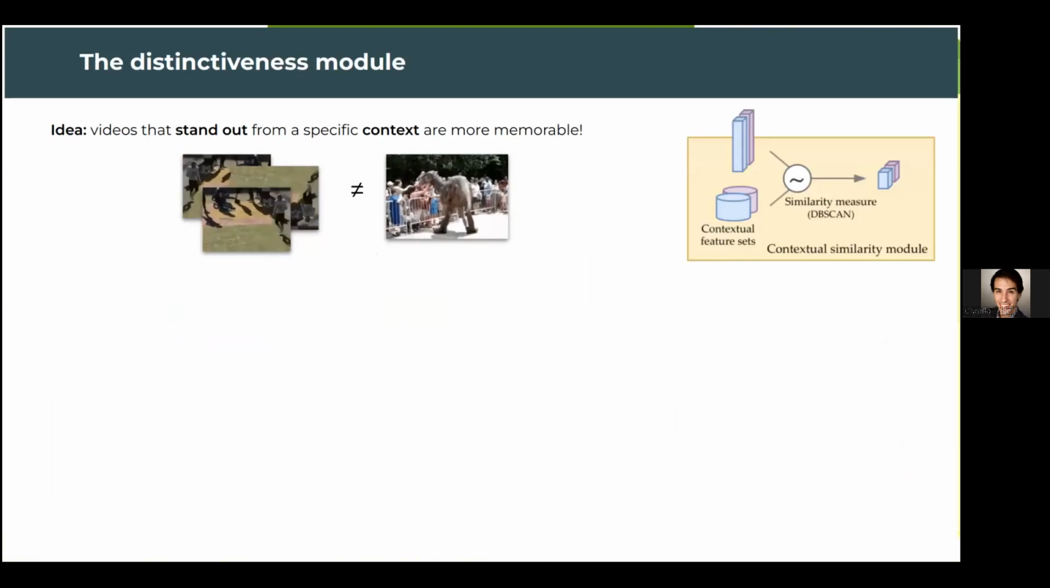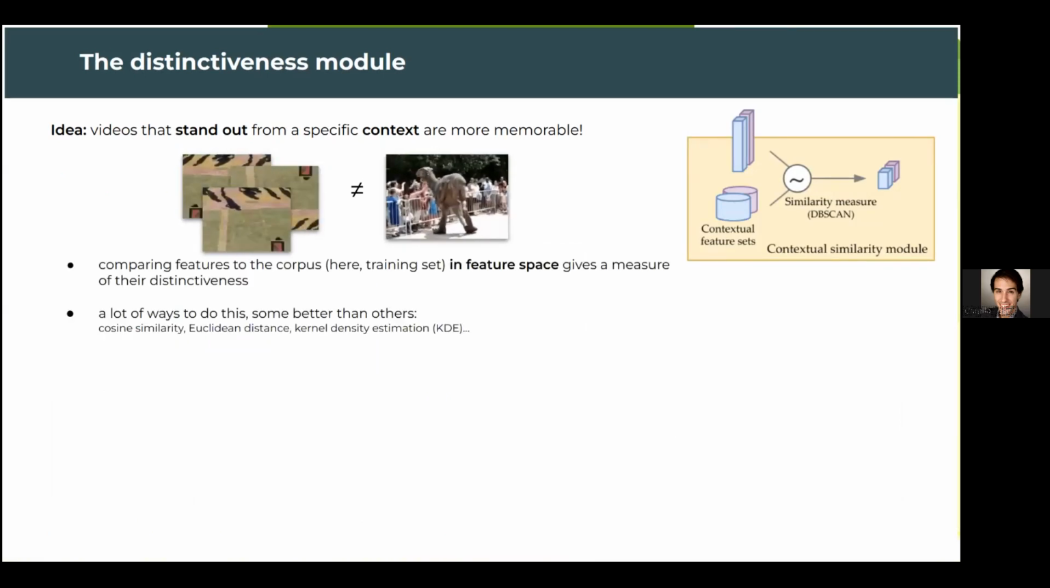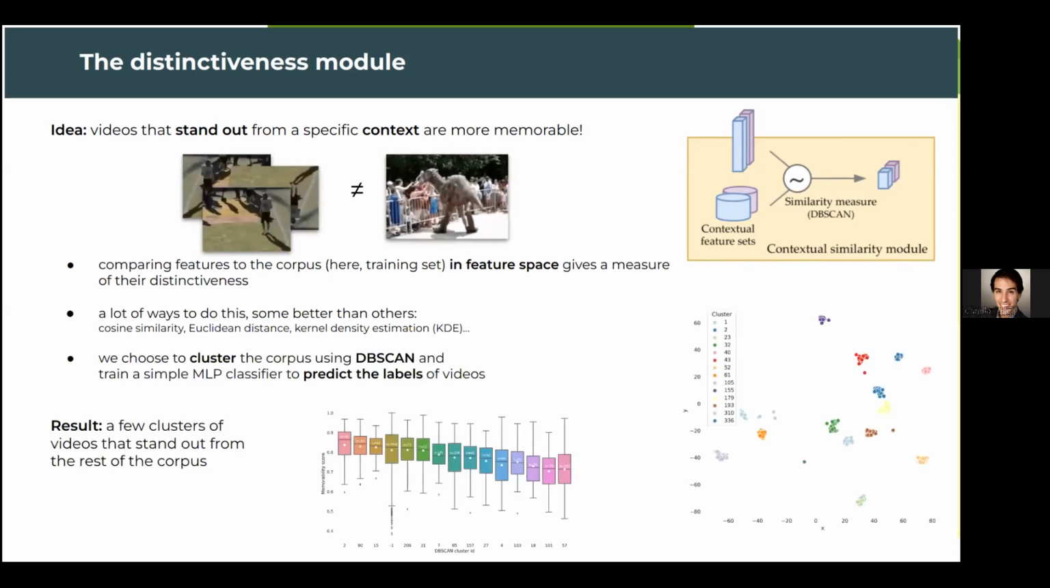The distinctiveness module is key to what we do. The general idea, as we said, is that videos that stand out from a specific context tend to be more memorable. The way that we compute this is essentially by comparing features of the entire corpus to the features of a given video, and we measure distinctiveness in that feature space. There are many ways to do this, but our approach is to cluster the entire corpus using DBSCAN and then train a simple NLP classifier to predict the labels of those videos. We end up with a few clusters of videos that are quite meaningful and some that are significantly different from the rest of the corpus.